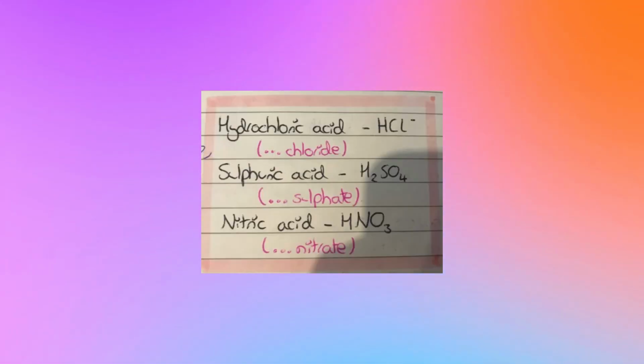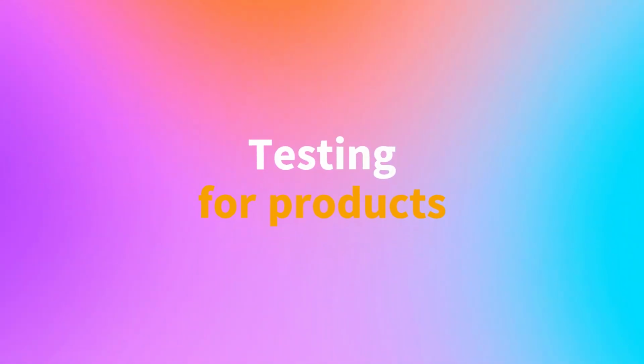So building on from this, the name of the salt made depends on the acid used. So if we use hydrochloric acid, we're going to make a metal chloride. If we use sulfuric acid, we'll make a metal sulfate. And if we use nitric acid, we'll make a metal nitrate. For example, potassium nitrate. And you can test for the products of the previous reactions.